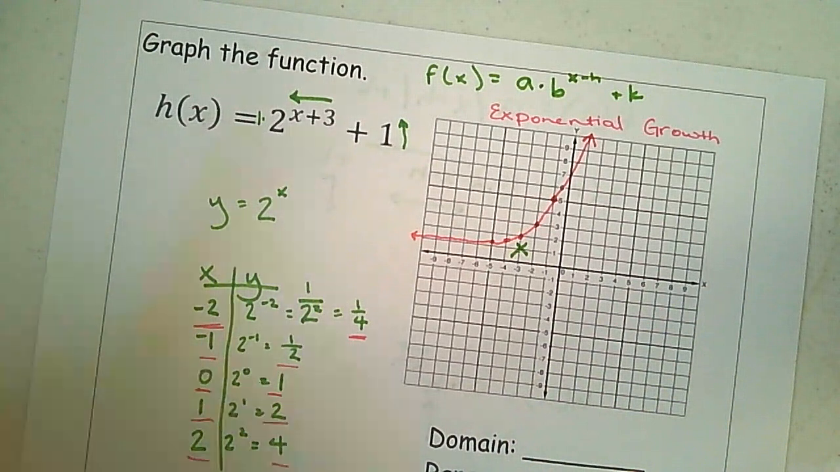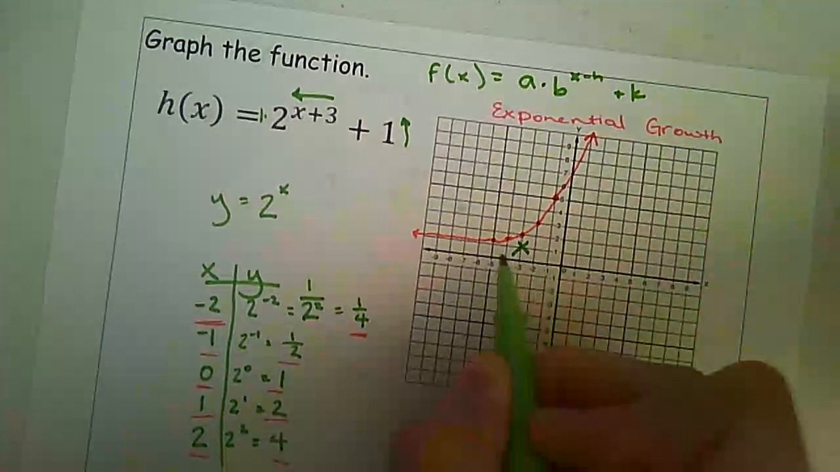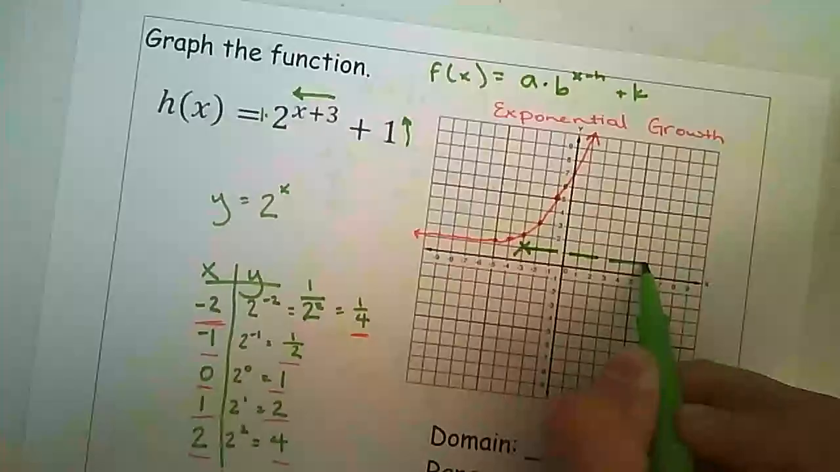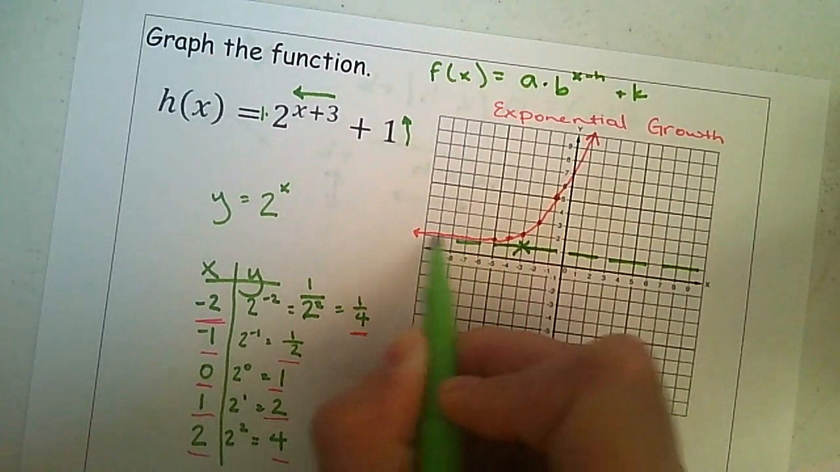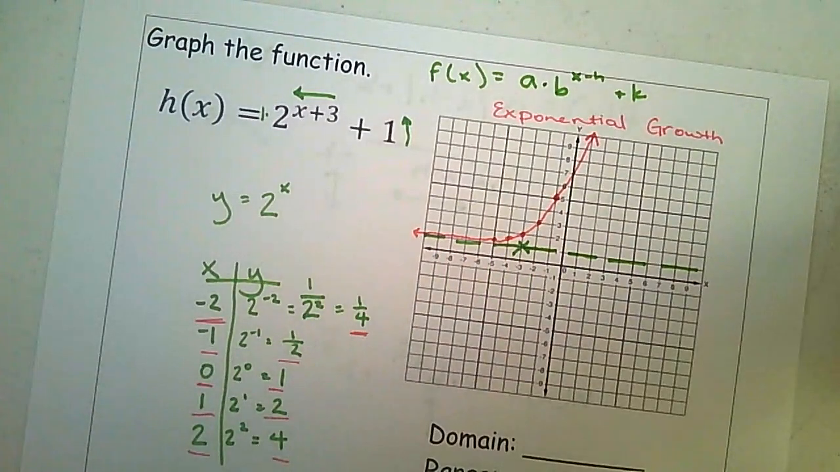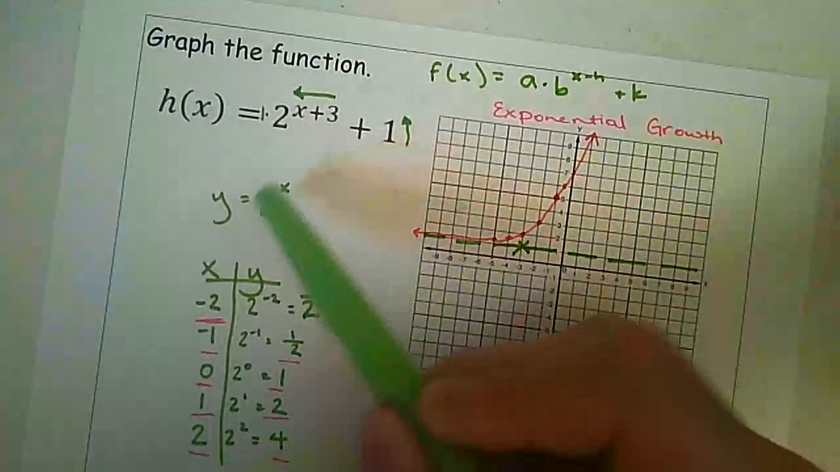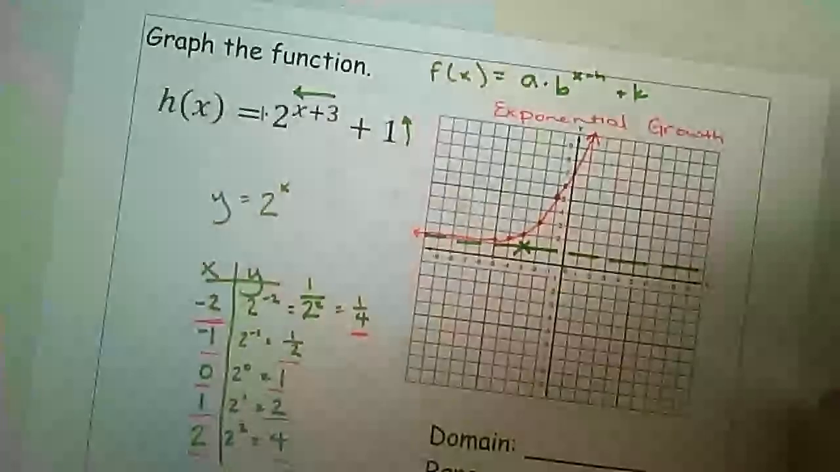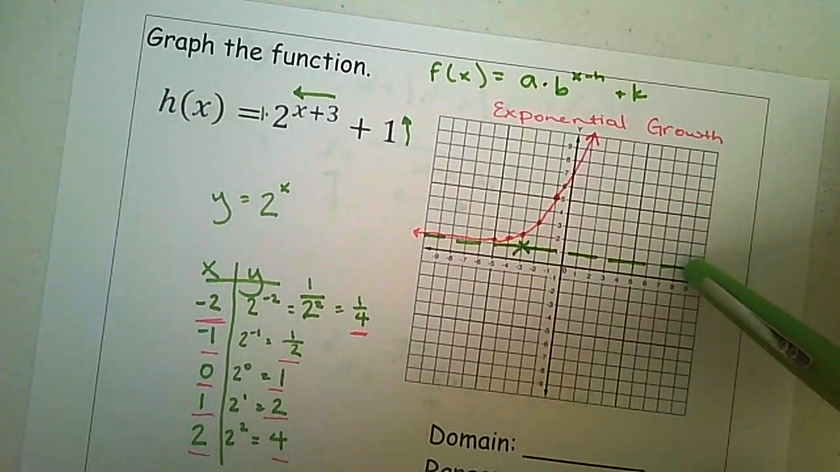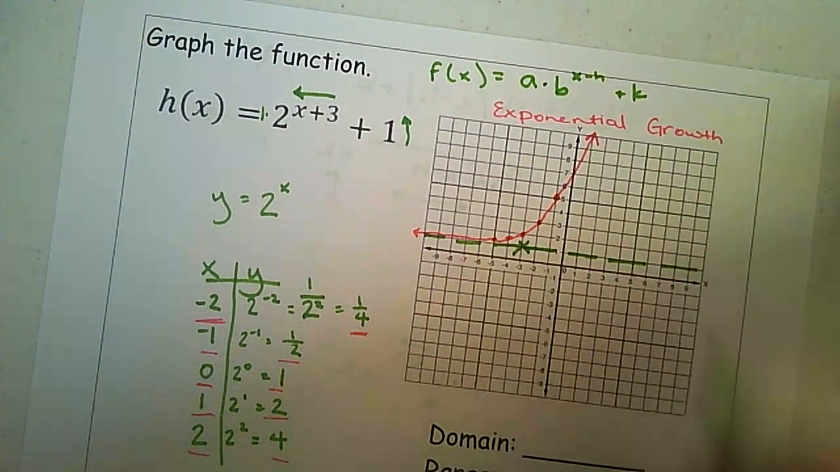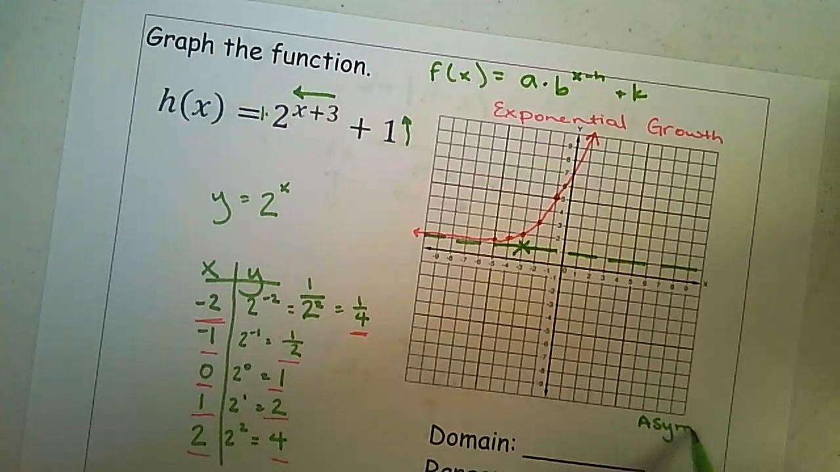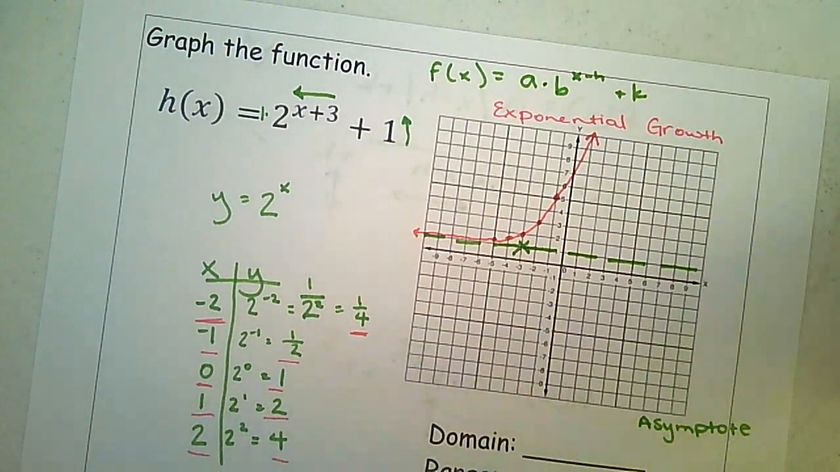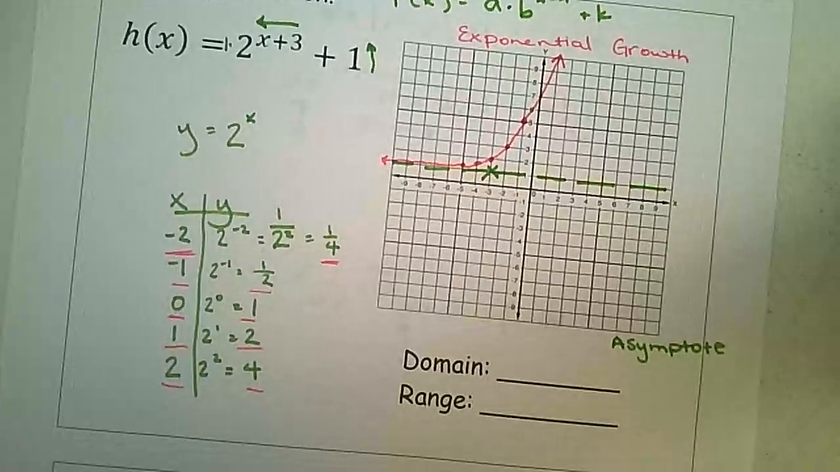All right. So again, you're noticing that it is never, ever going to cross this line right here. It's going to get closer and closer to it. But again, 2 to the anything will never give us a negative number. So it's never going to cross that line. So this line right there, we call that an asymptote. It's kind of like an imaginary boundary line that this graph is never going to cross. Asymptote.